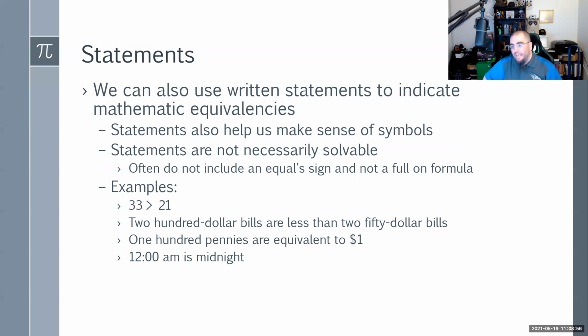$200 bills are less than two $50 bills, although I take both. 100 pennies are equivalent or equal to $1. 12 a.m. is midnight. Those are the way we make sense of mathematics, when we write stuff out. That's usually where it catches people, when we do stuff like word problems.